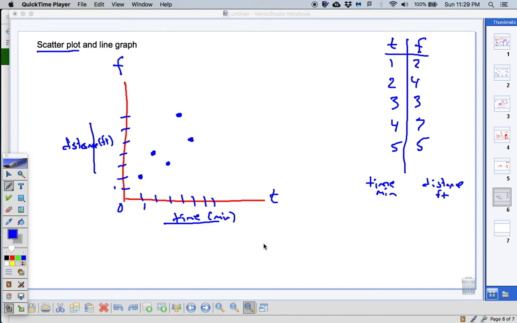All right, now let's talk about a line graph. Here's how a line graph is different. Remember, this is called a scatter plot. A line graph is simply you connect the dots in order from left to right. So I'm going to use green here, and we're going to connect the dots. And we now have a line graph.